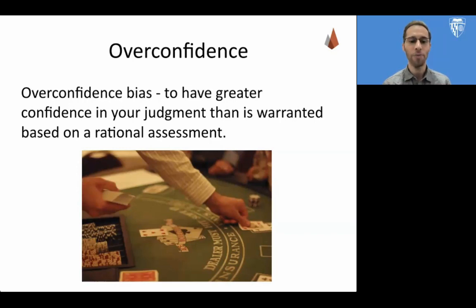As this shows, humans tend to be overconfident in their judgment. So the overconfidence bias is the tendency to have greater confidence in our judgment than is warranted based on a rational assessment.